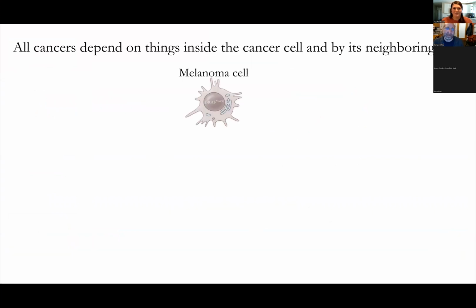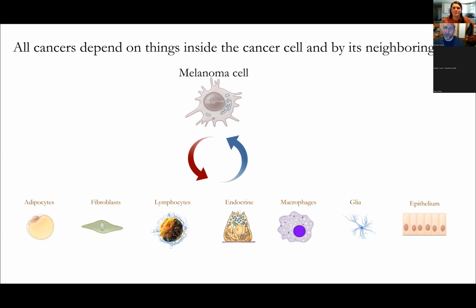Well, what I mean by that is that all cancers, and I happen to study melanoma, but it actually doesn't really matter what you study, depend on factors that happen inside the cancer cell, like mutations, like the gene BRAF, a really common mutation in melanoma. But equally, all cancers depend on their neighbors, right? And melanoma, for example, is surrounded by lots of other cells in the body, like adipocytes and fibroblasts and lymphocytes or immune cells, nerves and macrophages, and it's vast, right?